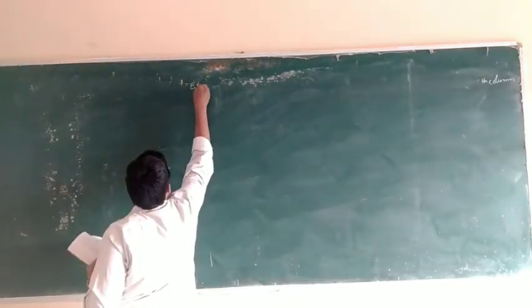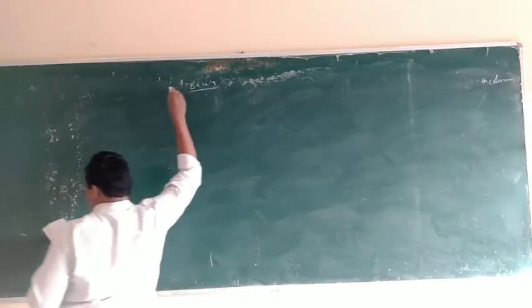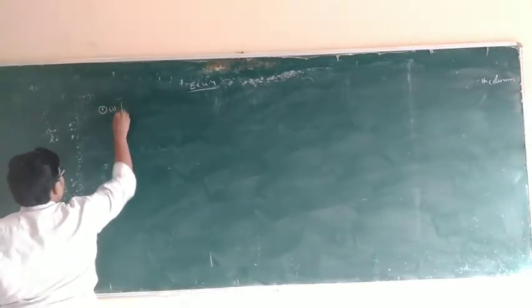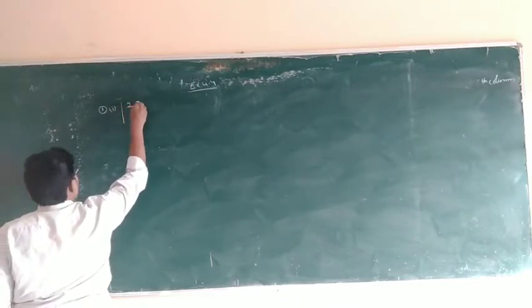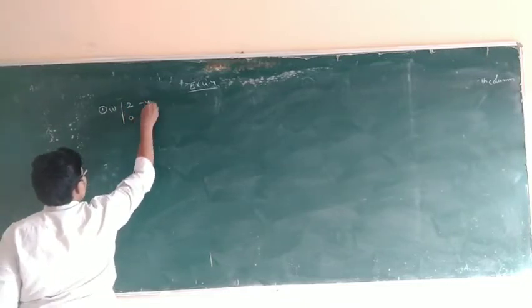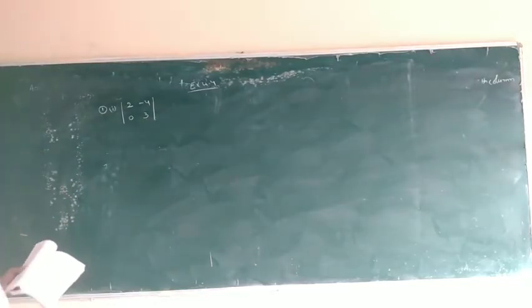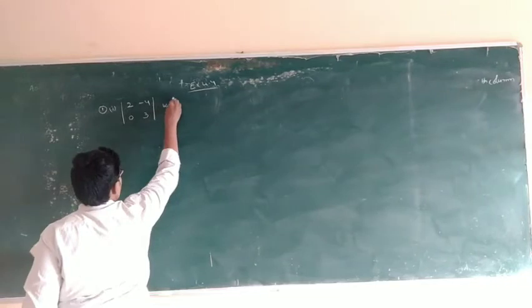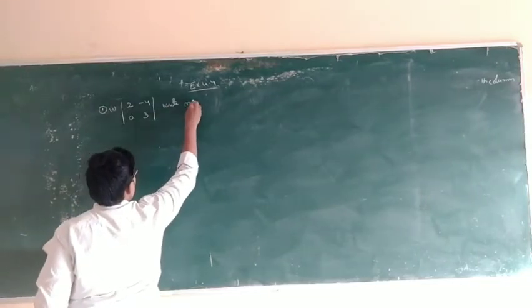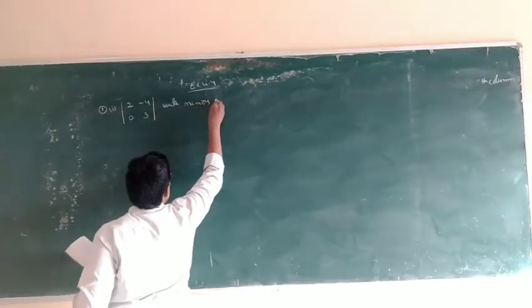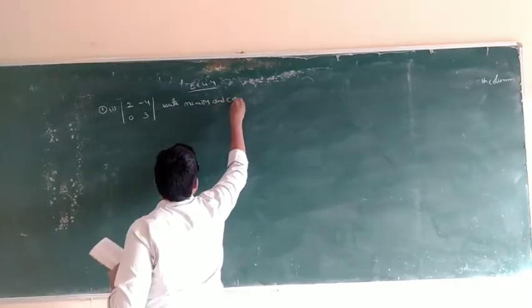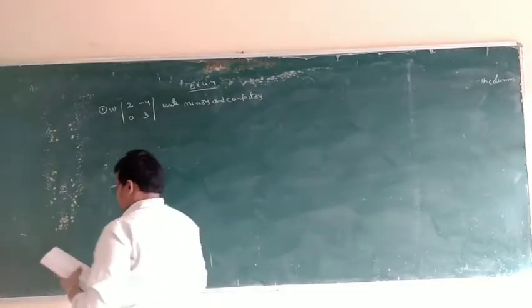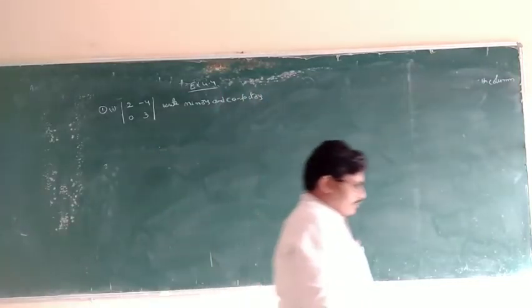Exercise 4.4, first problem: determinant of 2, minus 4, 0, 3. Write the minors and cofactors. Okay, minors and cofactors.